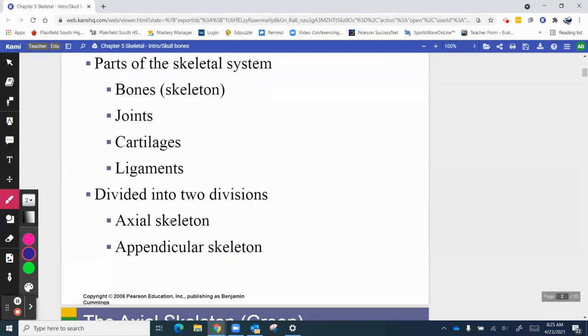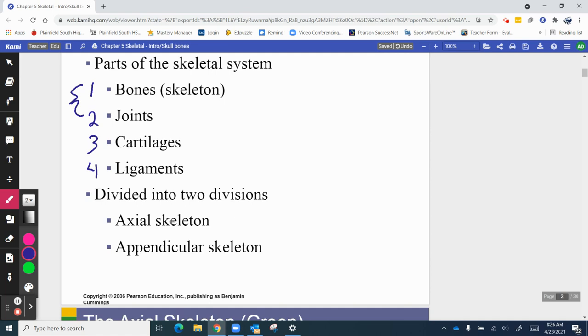So the skeletal system is broken up into a couple different parts. We have bones, joints, cartilage, and then ligaments. We're going to spend most of our time on these two up here at the top. We'll touch a little bit on cartilage and ligaments. This is some of the stuff that if we had been in person, we would have spent quite a bit of time on. But we'll spend a majority of our time up here.